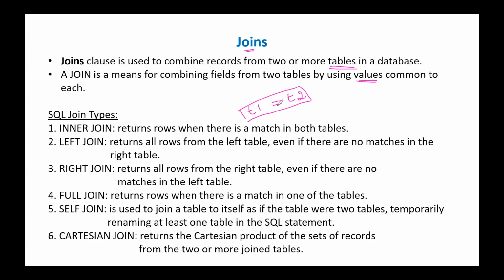So in SQL joins also, just like we have studied, we have the inner join. Inner join returns the rows when there is a match in both the tables. When both the table contents match, we call it an inner join.